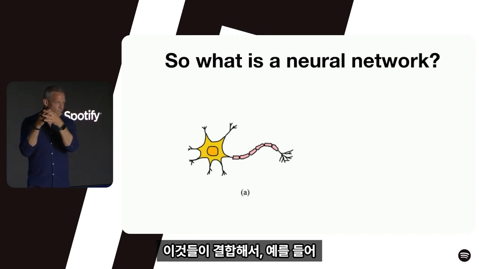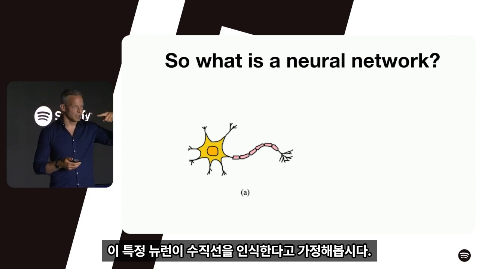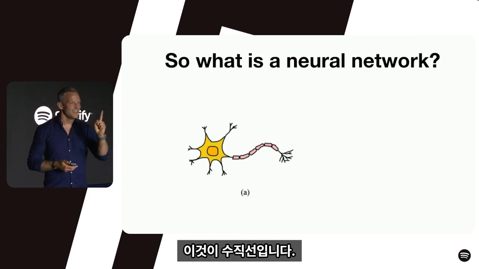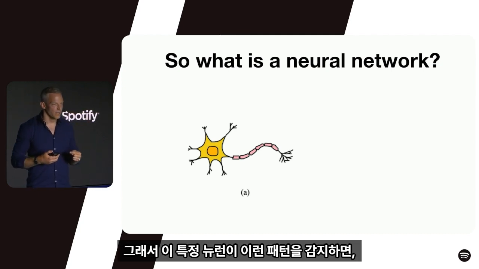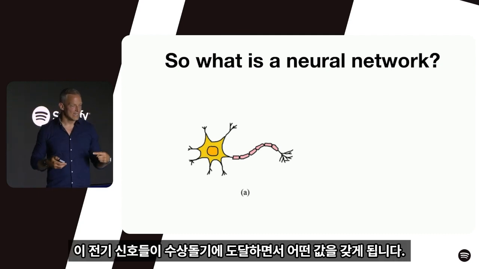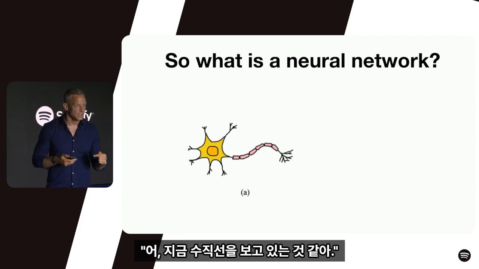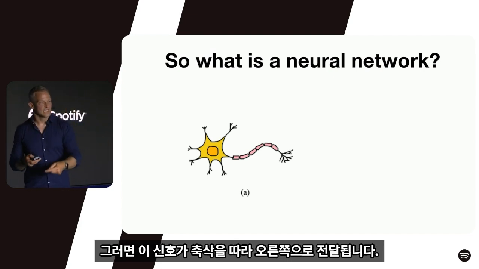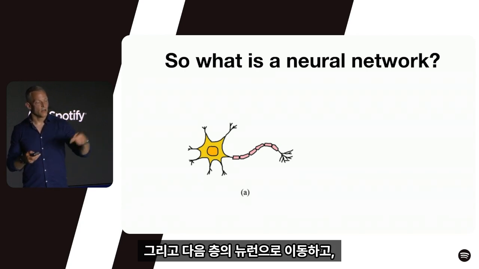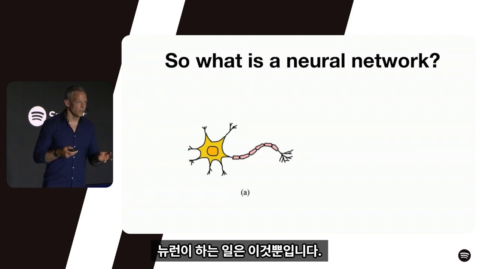These things combine. So let's say that this particular neuron is looking for vertical lines. That's a vertical line. Or horizontal lines in front of your eyes, right? And so maybe this particular neuron, when it gets a pattern of these electrical signals, these dendrites get a value, it's going to hit some threshold that says, hey, I think I'm seeing a vertical line here. And then it's going to send a spike along this axon to the right. That goes to the next layer of neurons, that goes to the next layer of neurons. This is all that a neuron does.